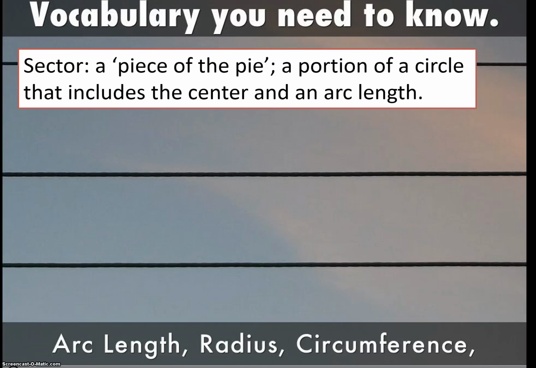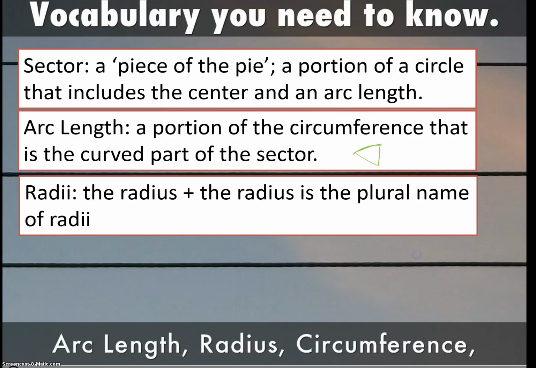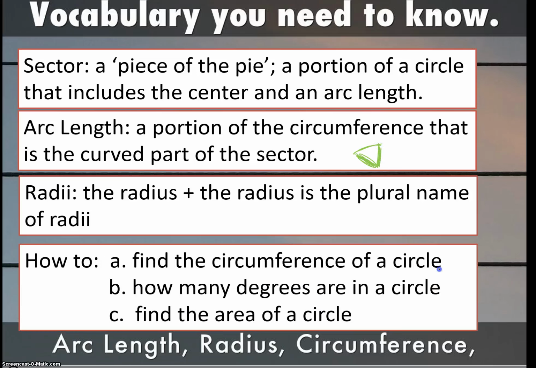So again, the vocabulary: a sector is just a piece of the pie. It's a portion of the circle that includes the center and the arc length. The arc length is just the curved part of that section. The radii is just plural. Two radiuses together is called the radii. It's also equal to the length of the diameter.